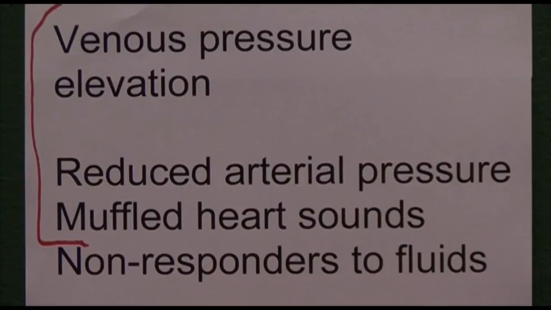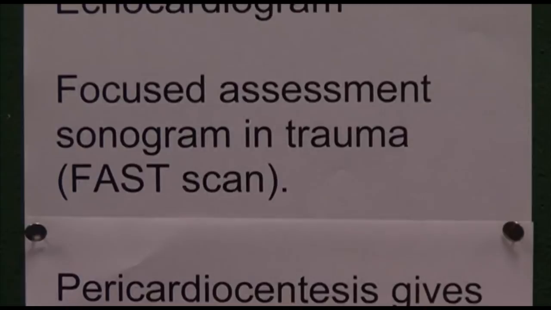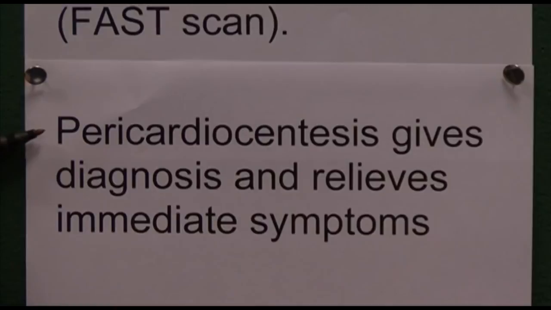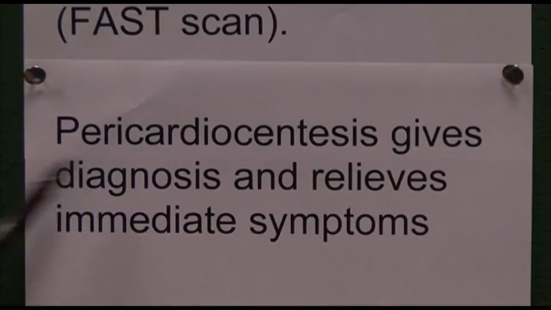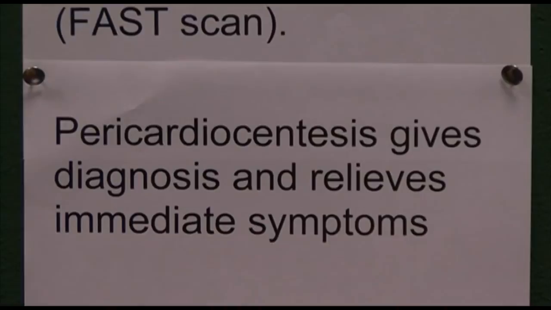So an echocardiogram can be useful to see the blood, or a focused assessment sonography in trauma, a so-called FAST scan. And a pericardiocentesis might be necessary to drain the blood out of the pericardial sac to allow the heart to expand again. And this is going to allow a diagnosis and also relieve the immediate symptoms. Now, if it's a small bleed, this may be adequate for treatment. But if it's a large bleed, all this is going to do is buy time while we get a thoracic surgical opinion as an emergency.